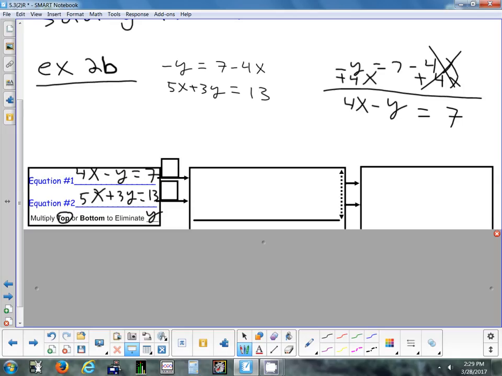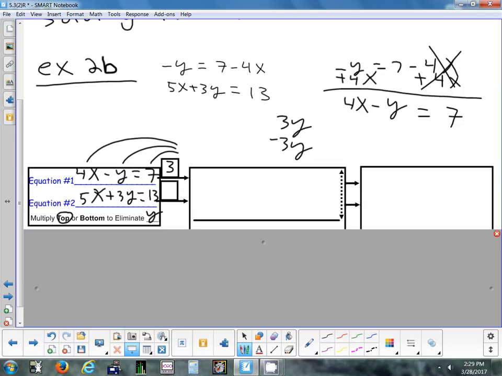Okay. What's the y in the bottom equation? Somebody read it to me. 3y. What would you have to cancel 3y out? Somehow you got to get a -3y. So what would you have to multiply this by to make it -3y? Just 3.